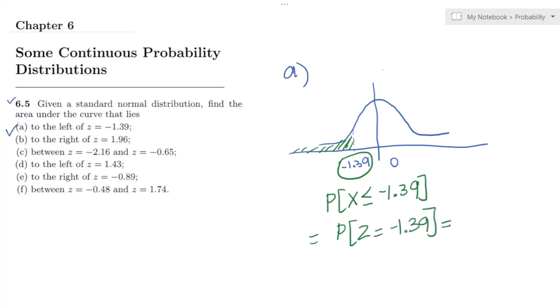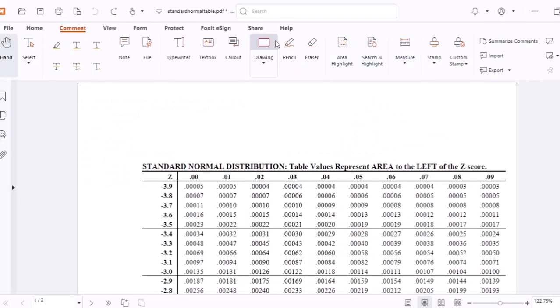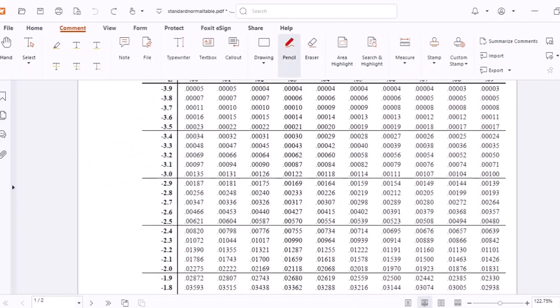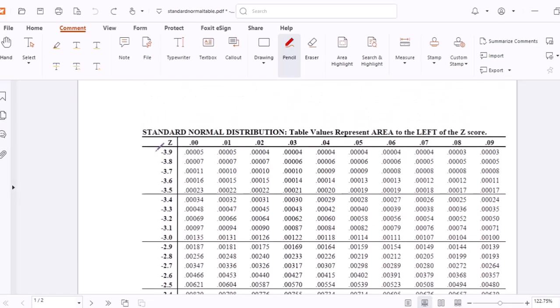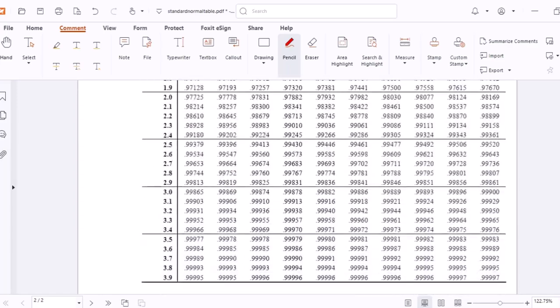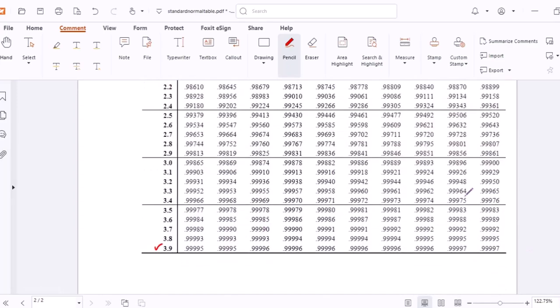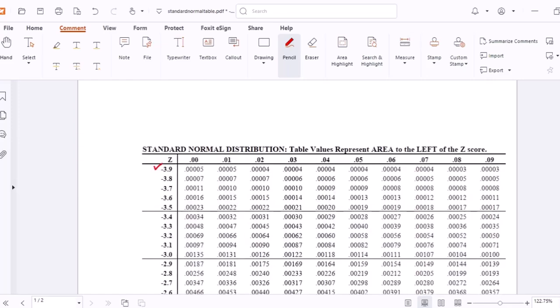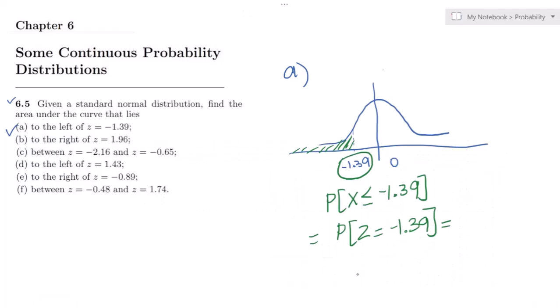For it we have to use the z distribution table. So let me move to the z table. This is the z table, and here we can see all the values of z, which range from minus 3.9 to 3.9. Here we have to find the value of minus 1.39.